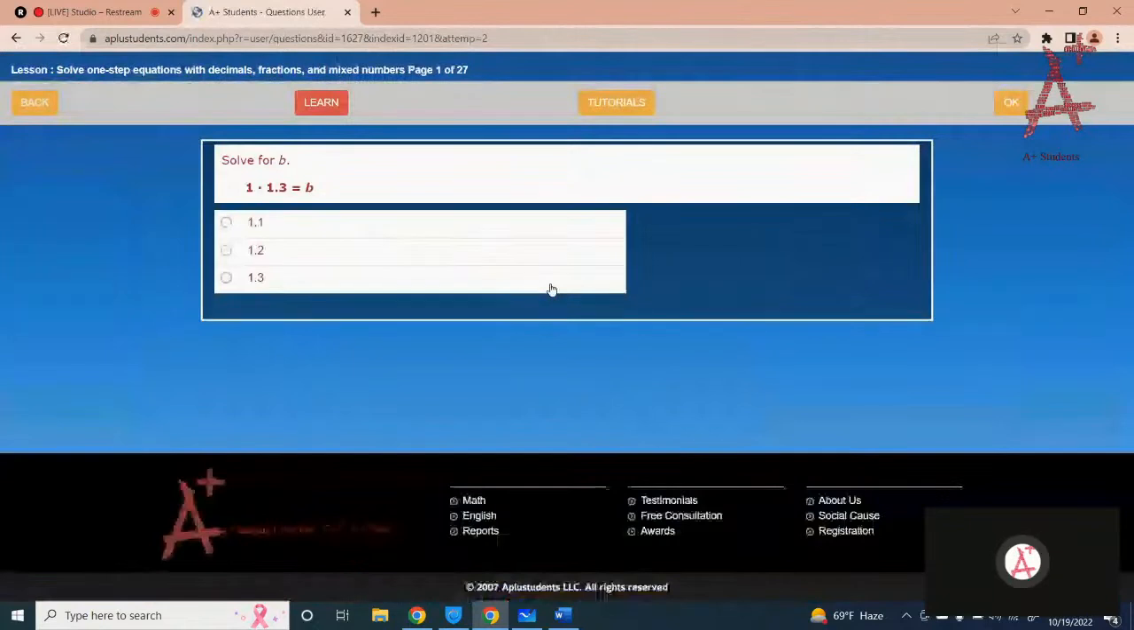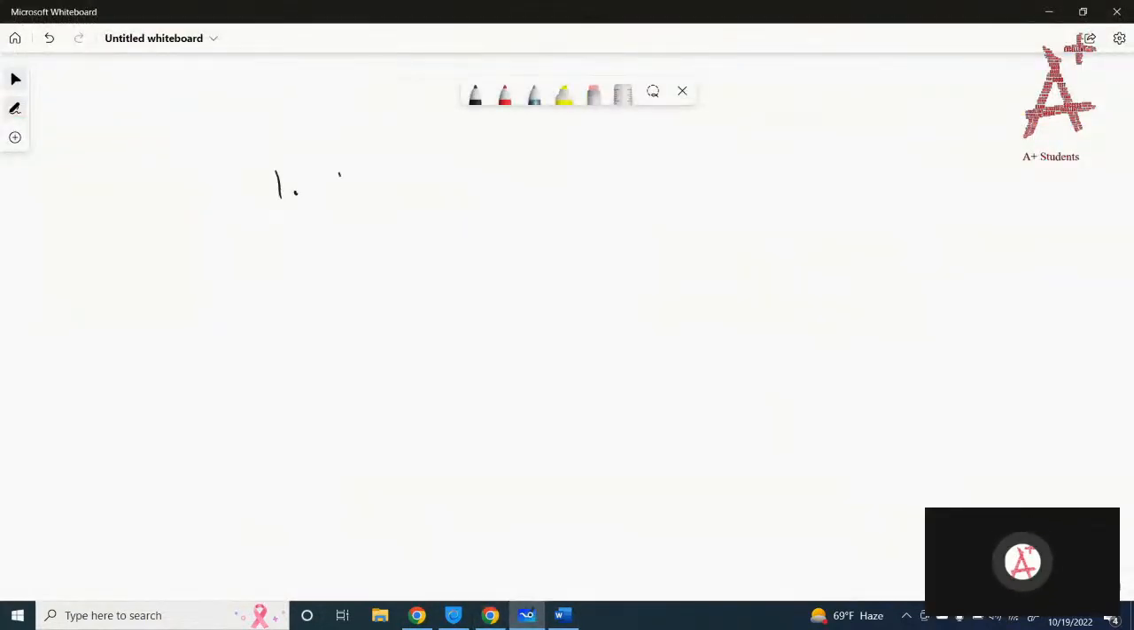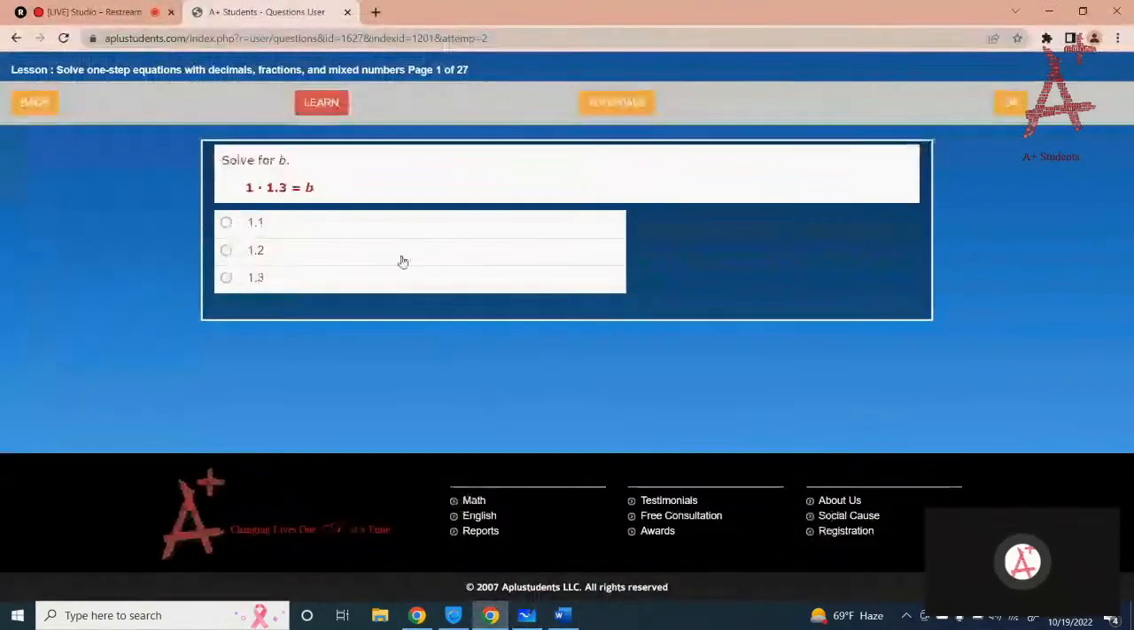Let's just start with the test. The first one is 1.3 equals b. One of them is a dot and one of them is a decimal point. That dot means they are multiplying. They are actually 1 times 1.3. So 1 times 1.3 is 1.3. That means b has the value 1.3. So select the correct option and click on the OK button.